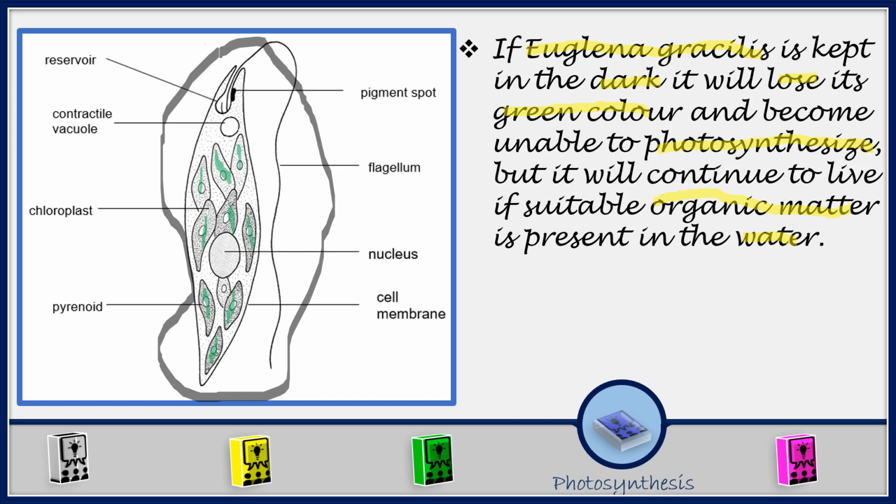So that's why we said at the beginning, they have more characteristics of animals than those of plants. So it can survive like an animal and it can survive like a plant.